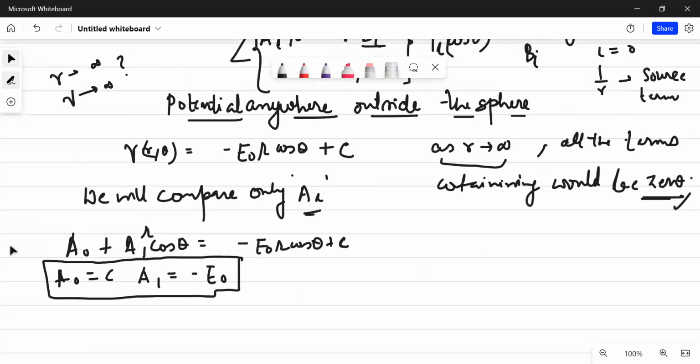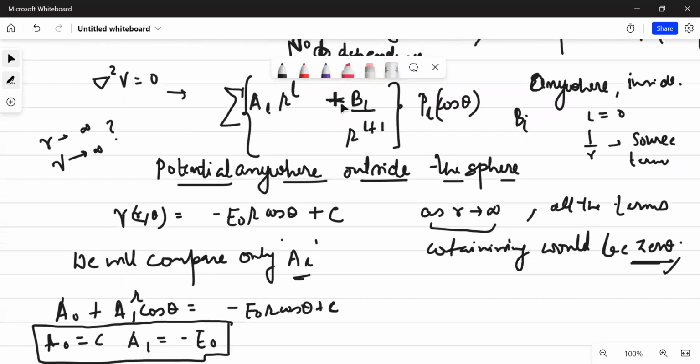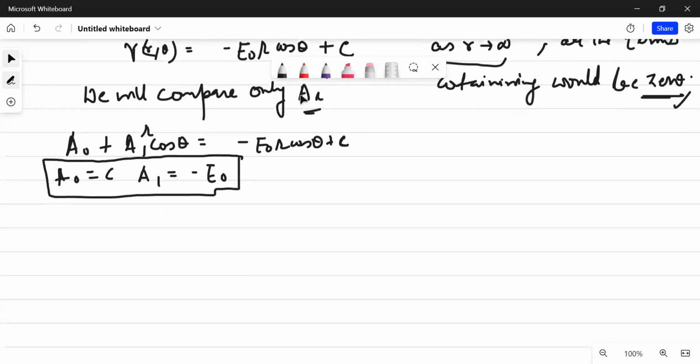Yes, sir. Yes, brother. Okay. As R tends to infinity, BL is not zero, but these terms are becoming zero. That I cannot help. So from the condition as R tends to infinity, I can find only A naught and A1. I have to still find my BLs. Don't worry about it. We will find BLs, but up to this stage, I can write my V as a function of R comma theta outside simply as, in place of A naught I write C, minus E naught R cos theta, and then there will be some terms of BL.